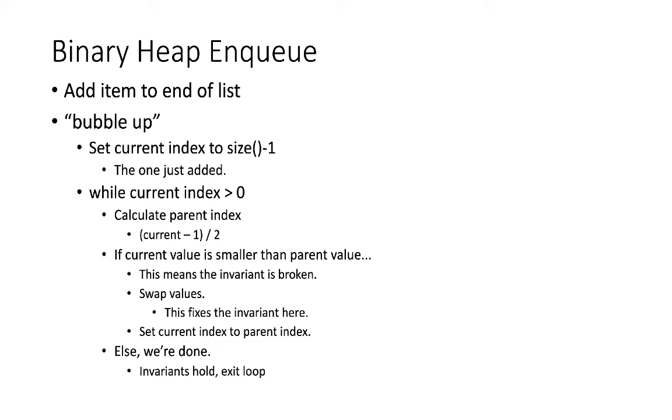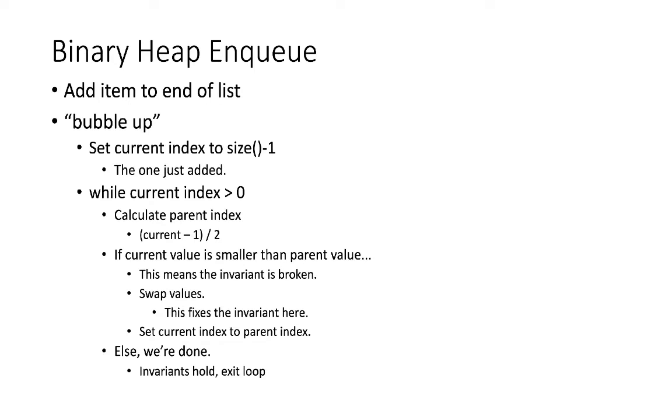If at any point the value at the parent index is smaller than the value at the current index, then we're done. Our invariants hold and we can exit the loop. And now we know that we have our heap structure with all of its invariants correct for the entire tree, right?